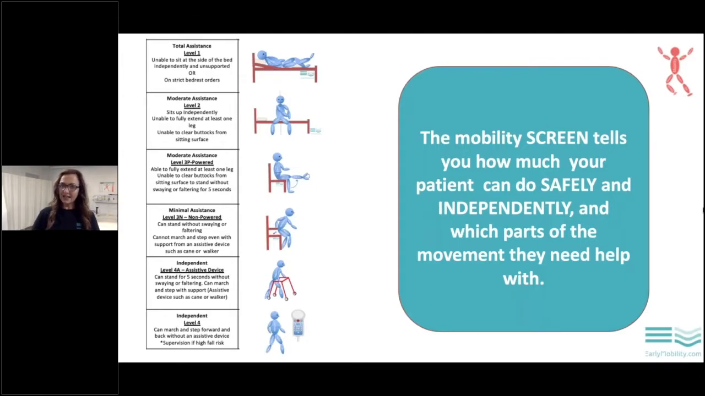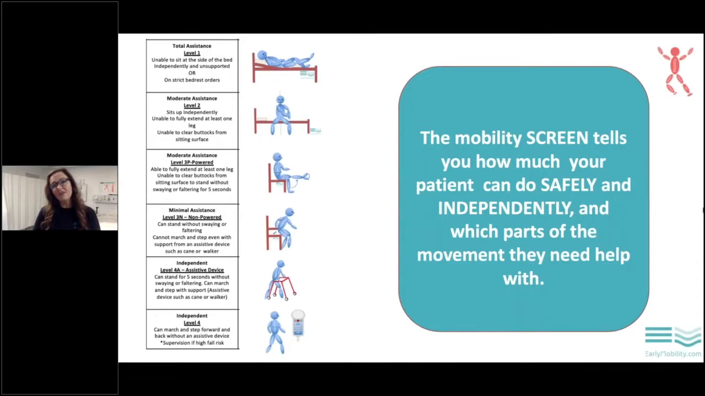You'll see on the left-hand side of this screen, there are several levels of mobility that we're going to practice screening a patient for in this module. The first question is going to be whether or not the patient can sit up at the side of the bed, with or without help. Then the next question we have is, can the patient stand up? And we're going to learn how to screen safely for that.